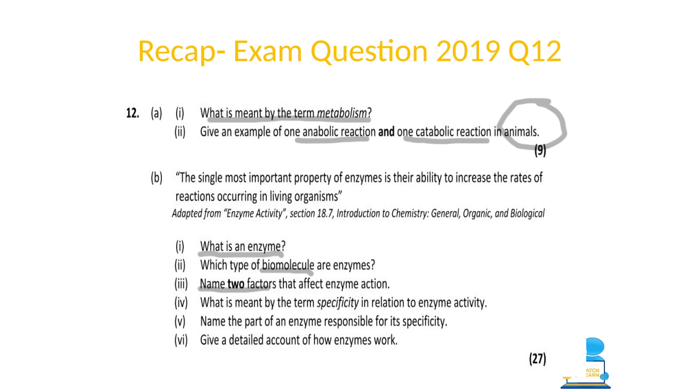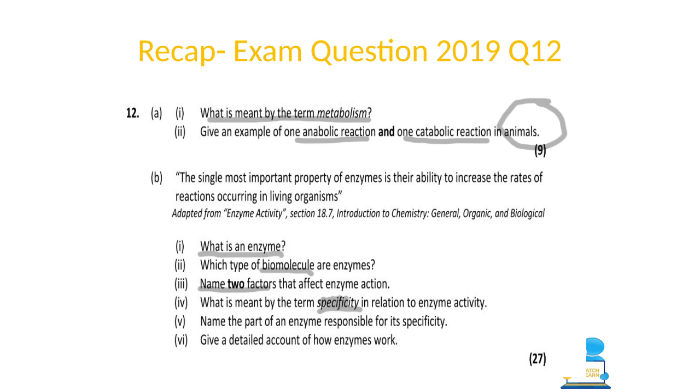What is meant by the term specificity in relation to enzyme activity? We're going to underline the word specificity with particular emphasis on the specific part of that word. And we're going to think about our key and our lock. And we're going to refer to specificity, meaning that enzymes will only act on one particular substrate.